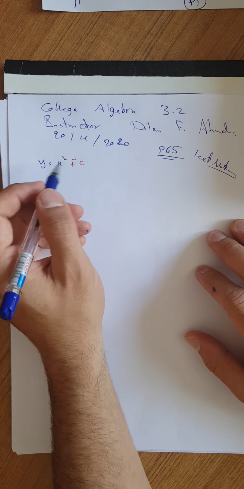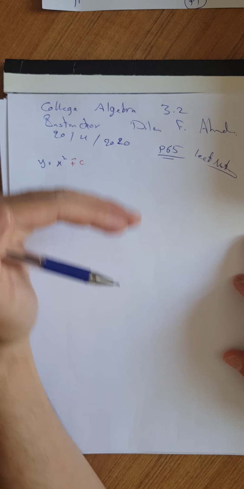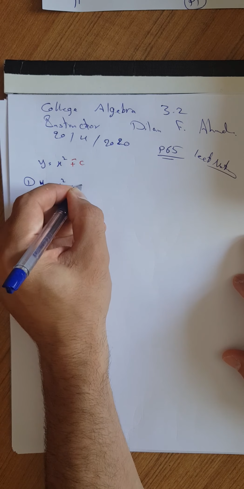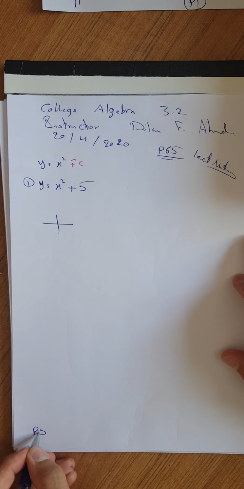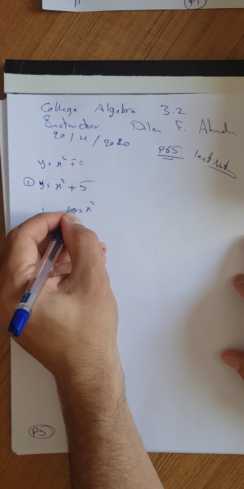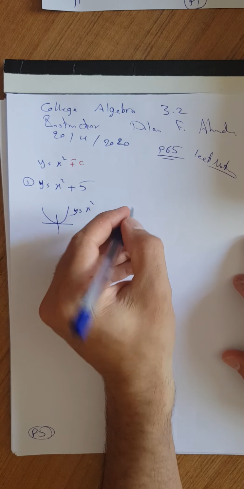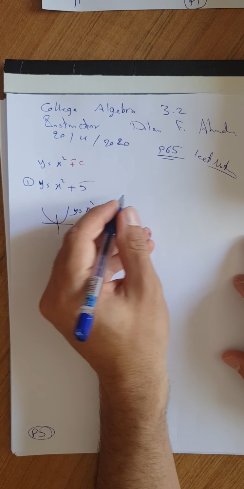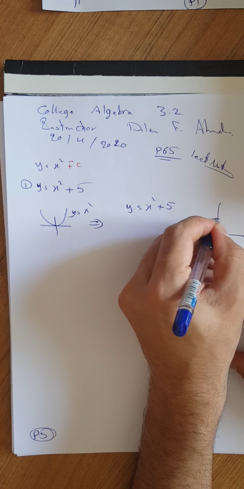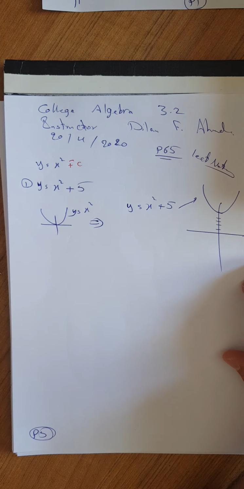When I say vertical shifting, it means going upward and downward, we are manipulating the graph going upward or downward. For example, if I have y is equal to x squared plus 5, here's your standard y is equal to x squared, and then we are adding the 5, so we are going upward. So we say vertical shifting, going upward, y is equal to x squared plus 5. It will be like that, 1 2 3 4 5, and here we are going to sketch the graph.